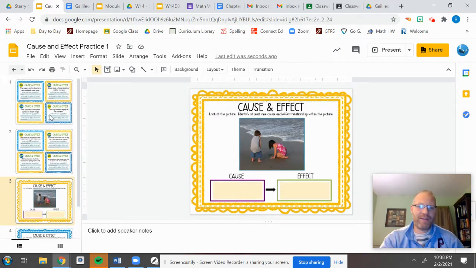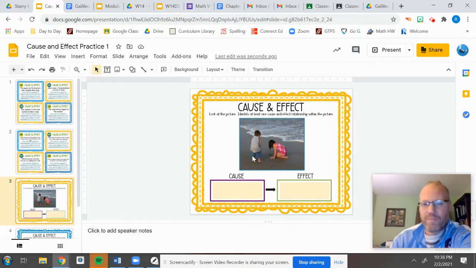So as you can see, I went through 8 different examples with you, and now you're going to do cause and effect for these two. So you have 2 slides to do. Number 3, look at the picture, identify at least one cause and effect relationship with the picture.